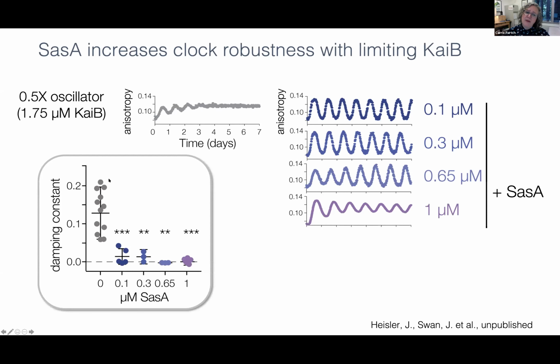So this is typically measured, or can be measured quantitatively, by looking at the damping constant, that is to say the rate at which the oscillation dampens out. And without SAS-A, this is a really poor oscillator, but you can see here that by adding SAS-A, we essentially take this oscillator to almost perfect robustness, as evidenced here by these beautiful oscillations that go on and on and on.